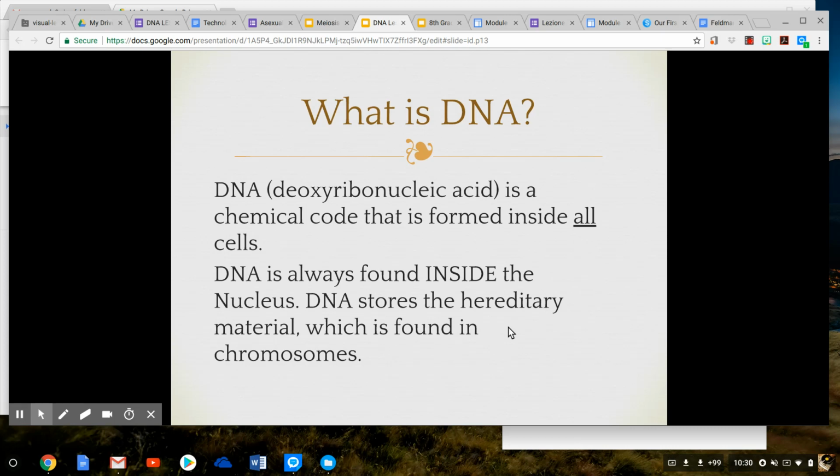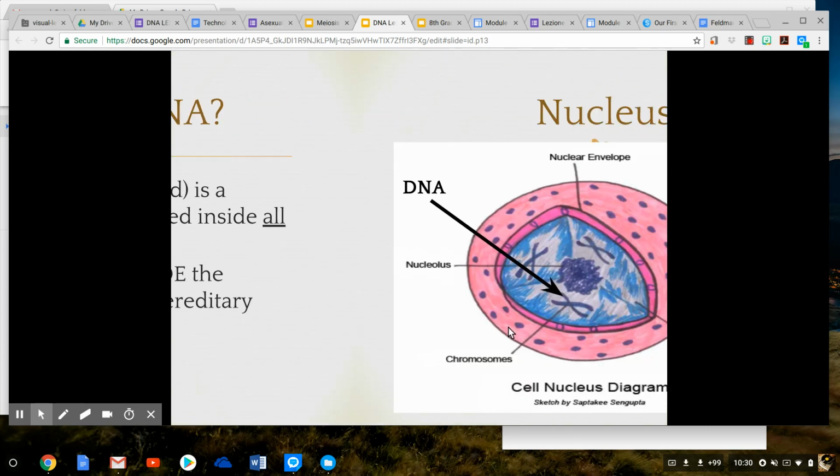So, what is DNA? DNA stands for deoxyribonucleic acid. I know it's a pretty big tongue twister, but I'm sure you guys get it. DNA is a chemical code that is formed inside all cells. So every kind of cell, you're going to find DNA. DNA is always found inside the nucleus. So it's important to know where it's located. There, DNA stores hereditary material, which is found in the chromosomes.